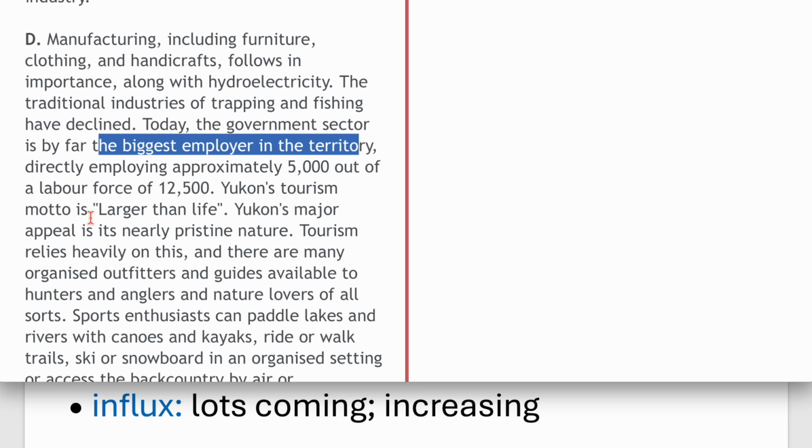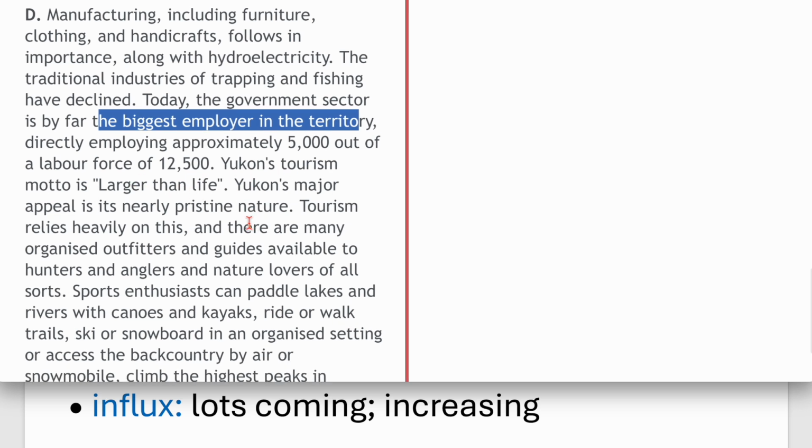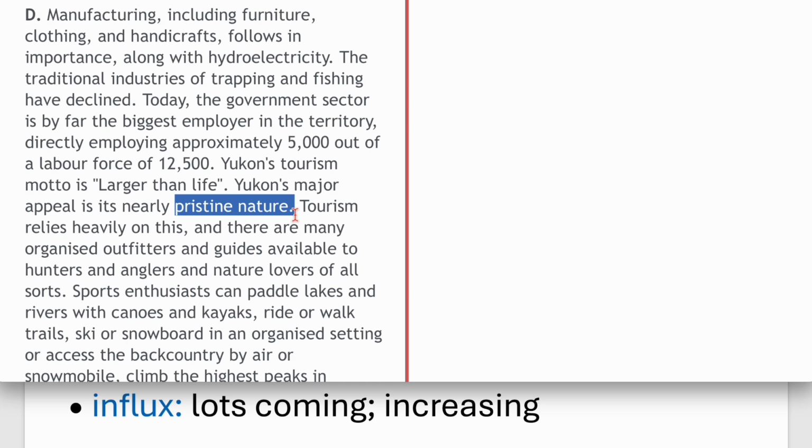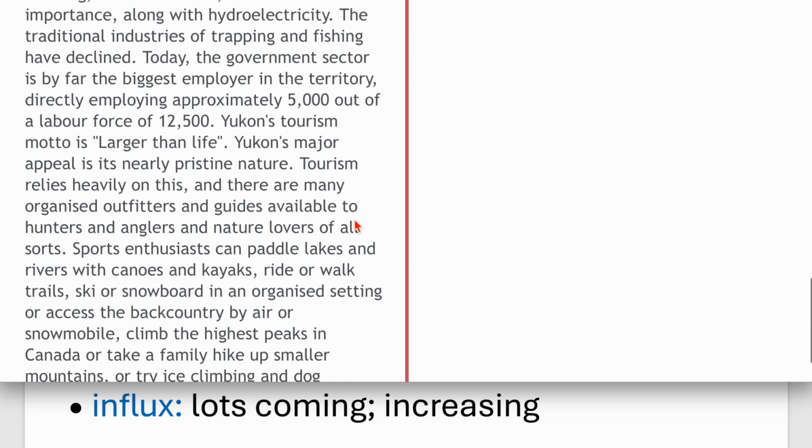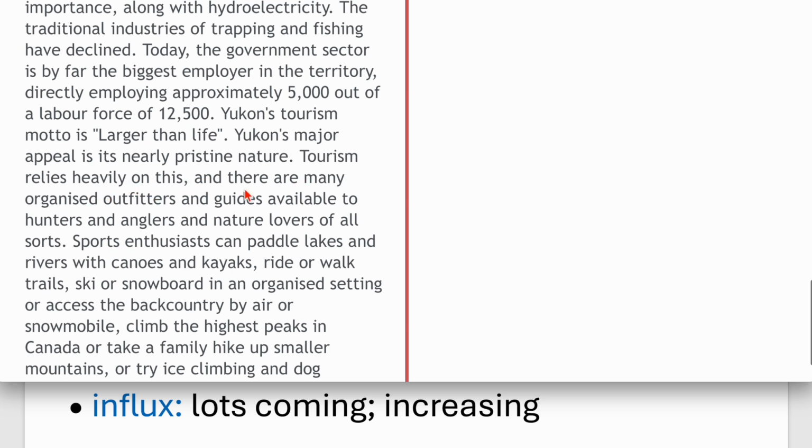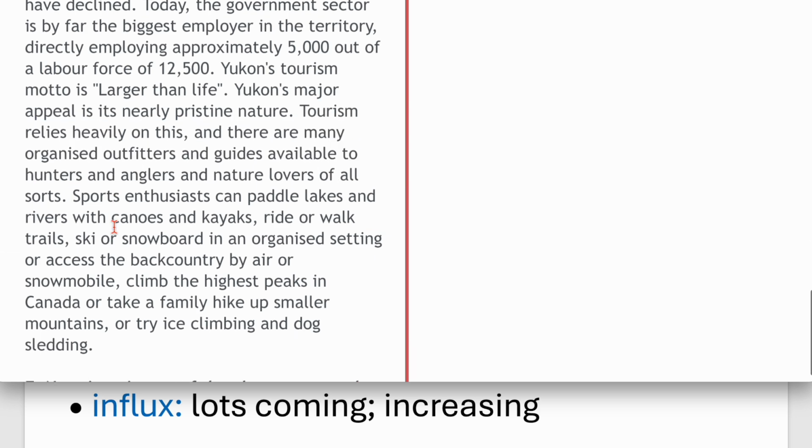Yukon's tourism motto is larger than life. Yukon's major appeal or interest is its nearly pristine nature, so untouched, beautiful nature. Tourism relies heavily on this, and there are many organized outfitters and guides available to hunters and anglers and nature lovers of all sorts. Mhm. So lots of people go there for nature, it says here.